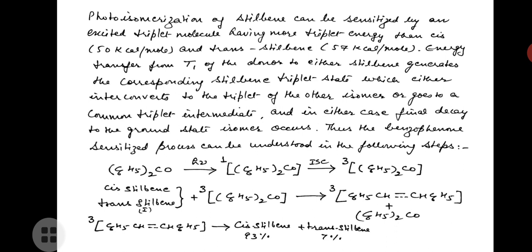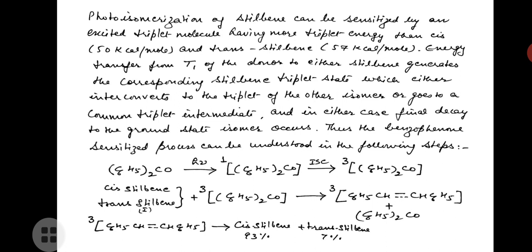Energy transfer from T1 of the donor, that is benzophenone, to either stilbene generates the corresponding stilbene triplet state, which either interconverts to the triplet of the other isomer or goes to a common triplet intermediate. And in either case, final decay to the ground state isomer occurs. Thus, the benzophenone sensitized process can be understood in the following steps.